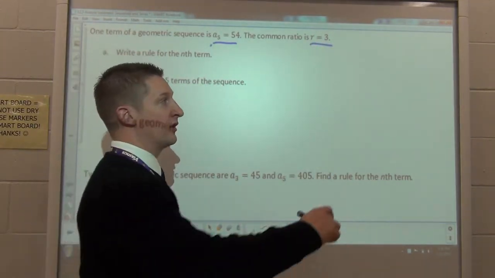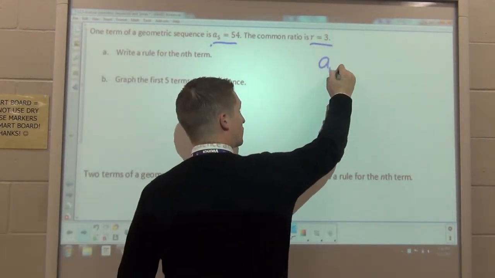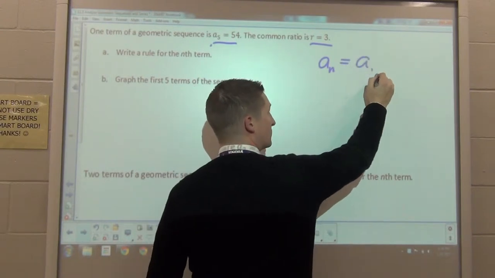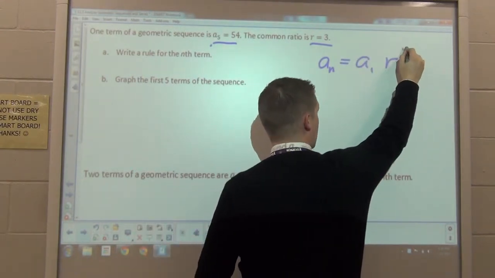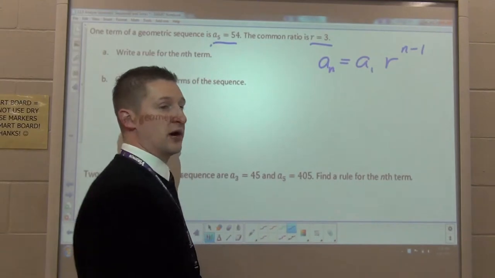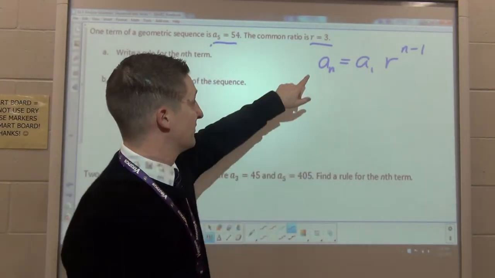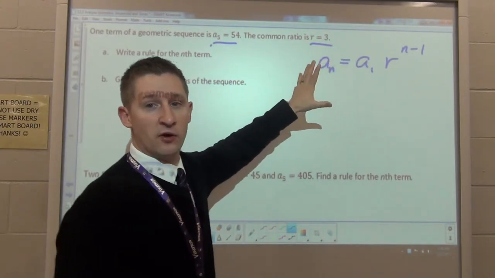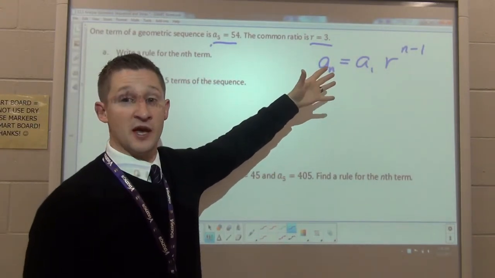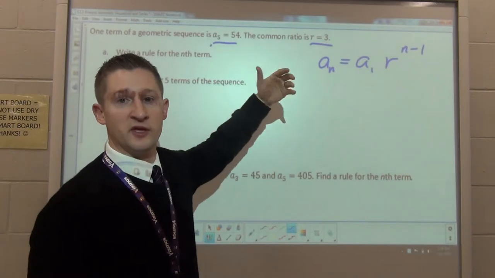Now if you remember from part 1 of the lesson, we said that to write a rule for the nth term of a geometric sequence, we need the first term and the common ratio raised to the n minus 1 power. So I need to know those two things, first term, common ratio. In this case, I'm given the common ratio of 3, but I don't know the first term. Instead, I'm given a different term within that sequence.